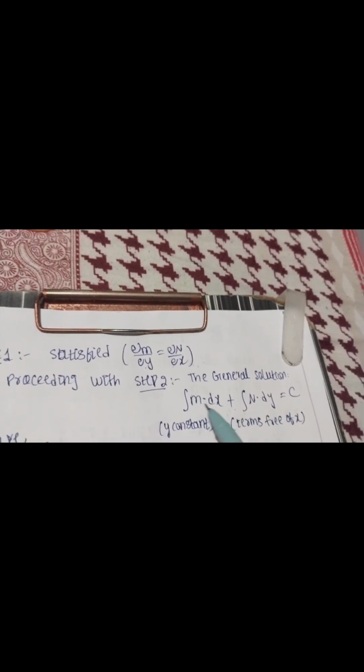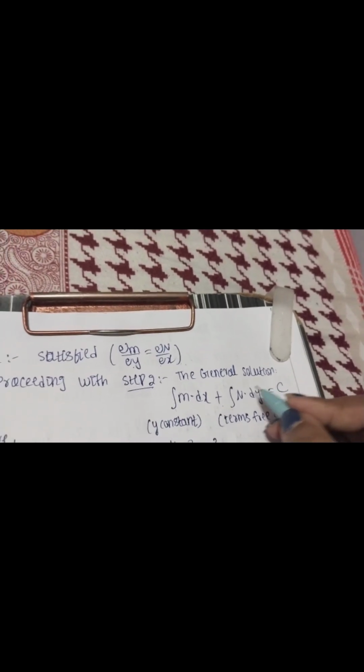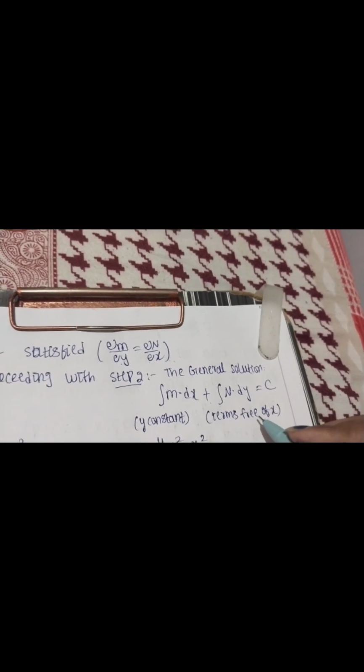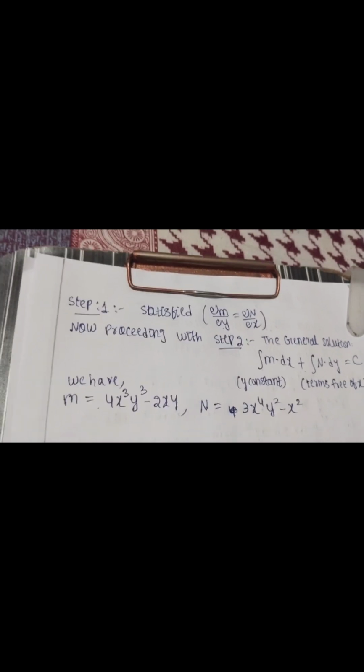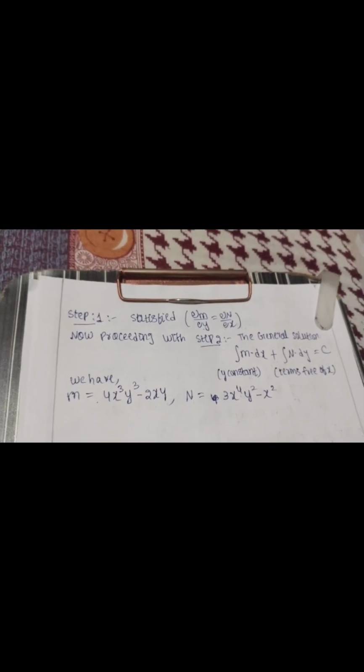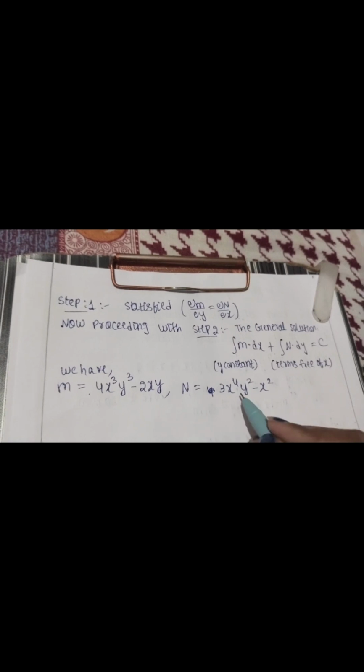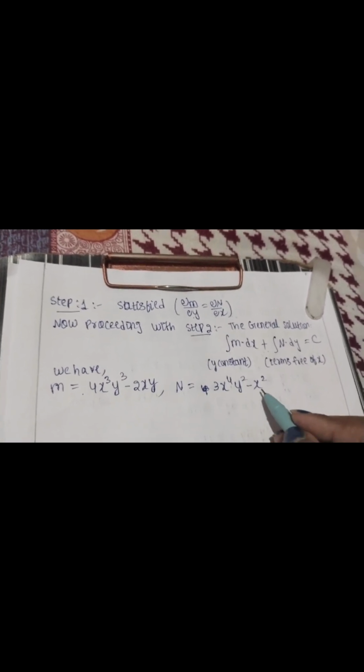Now proceeding with step 2, which is the general solution, that is integration of M dx plus integration of N dy equals a constant, that is c. The first part should have y as constant, then this part N should have only the terms which don't include x. We have to exclude x. Now we have M as 4x cube y cube minus 2xy, and N is 3x power 4 y square minus x square.